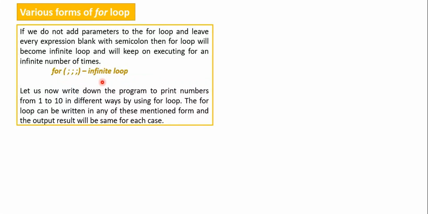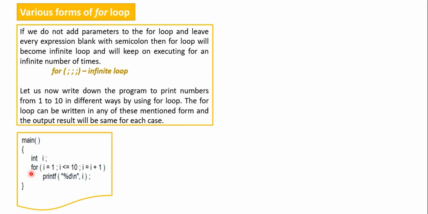Okay, let us now write the program to print numbers from 1 to 10 in different ways by using the for loop. The for loop can be written in any of these mentioned forms, and the output will be the same for each case. As you can see, the initialization, testing and incrementation of the loop counter is done in the for statement itself. Instead of i equal to i plus 1, we can use i plus plus, or i plus equal to 1. Since there is only one statement in the body of the for loop, the pair of braces has been dropped, because a single statement can execute without the curly brackets, because the default scope of the for is immediately the next statement.